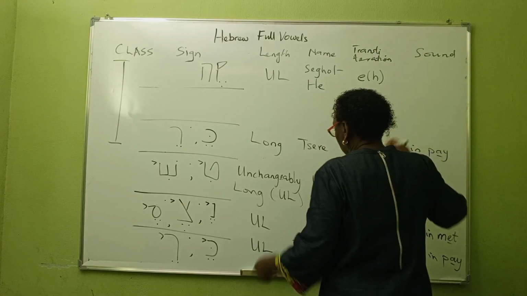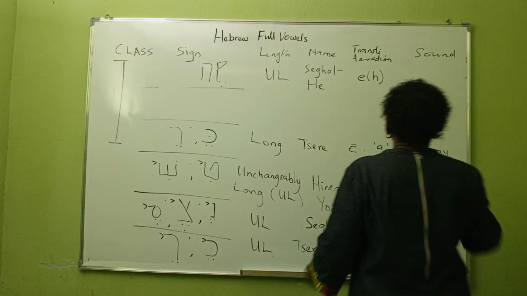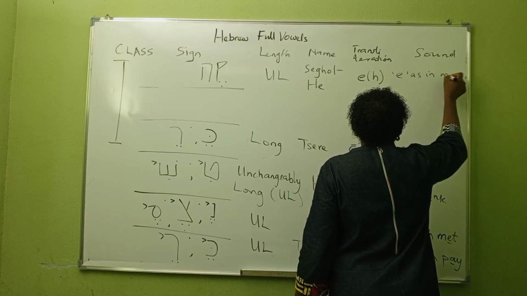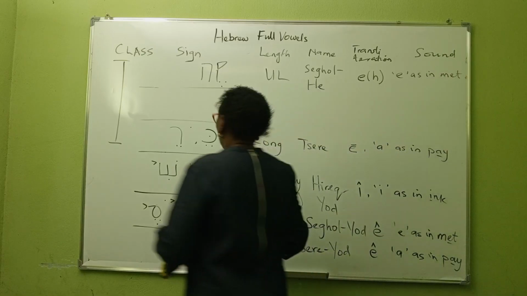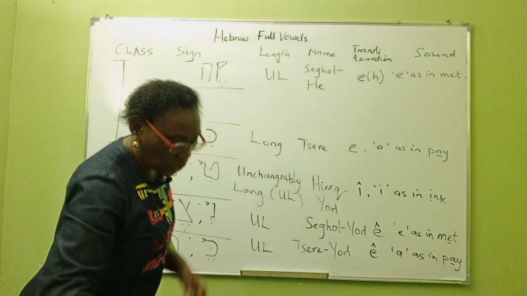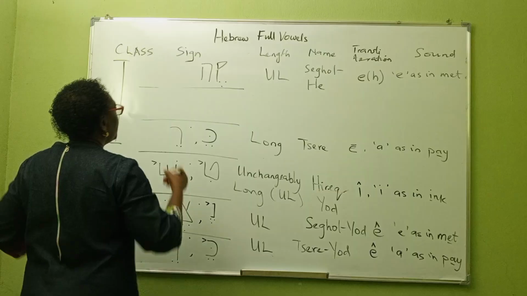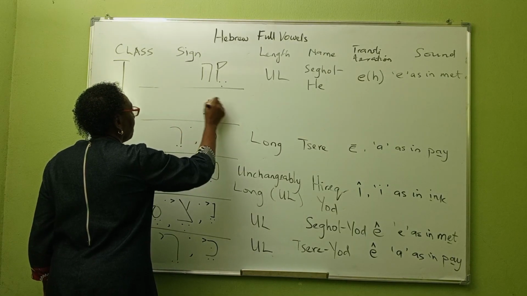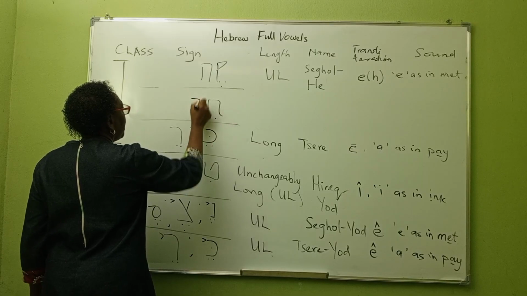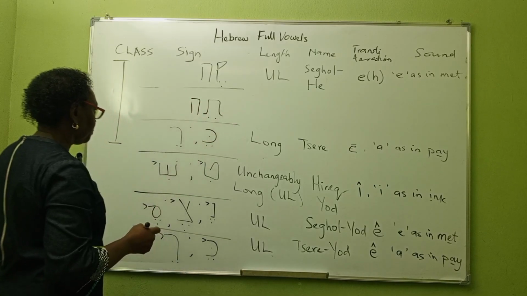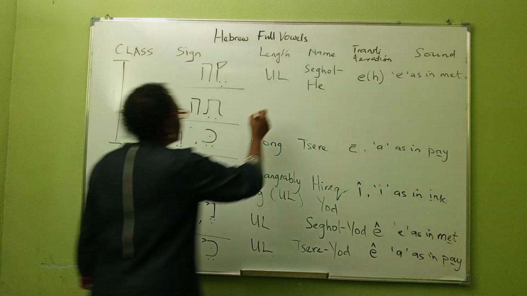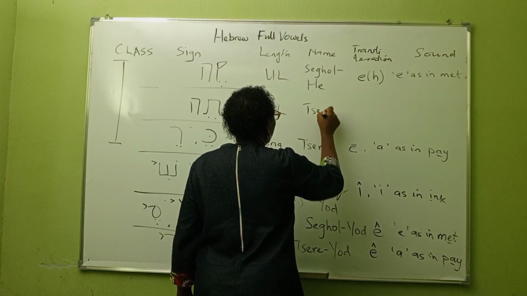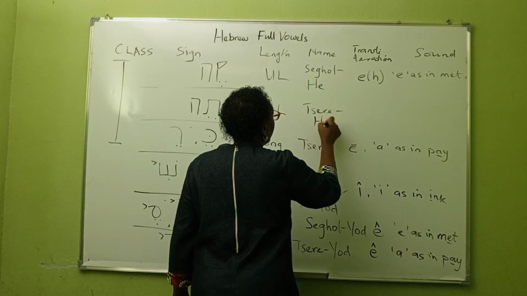In terms of sound, the sound does not change. It will still be air as in met. All right. The last one I want to mention now will be sere. Let me use tau now. I'll say sere he. It's also unchangeably long, and it's called sere he.